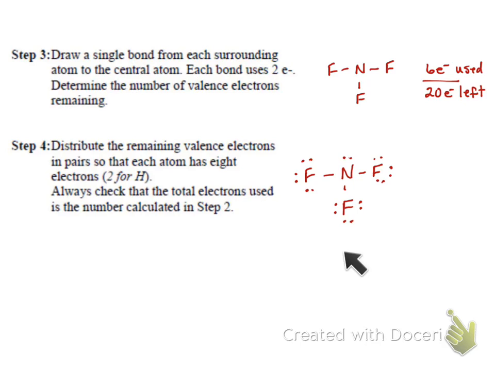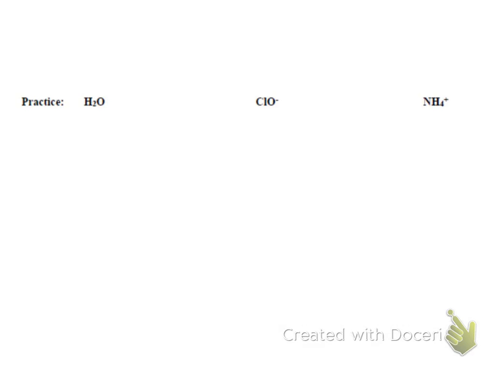In the case of NF3, each fluorine is going to get 3 lone pairs, 6 electrons, and then there's 2 left over for nitrogen, which also gets 1 lone pair, and each is surrounded by 8. So the next ones, go ahead, stop the tape and work on them, and then turn it back on to check and see how you did.